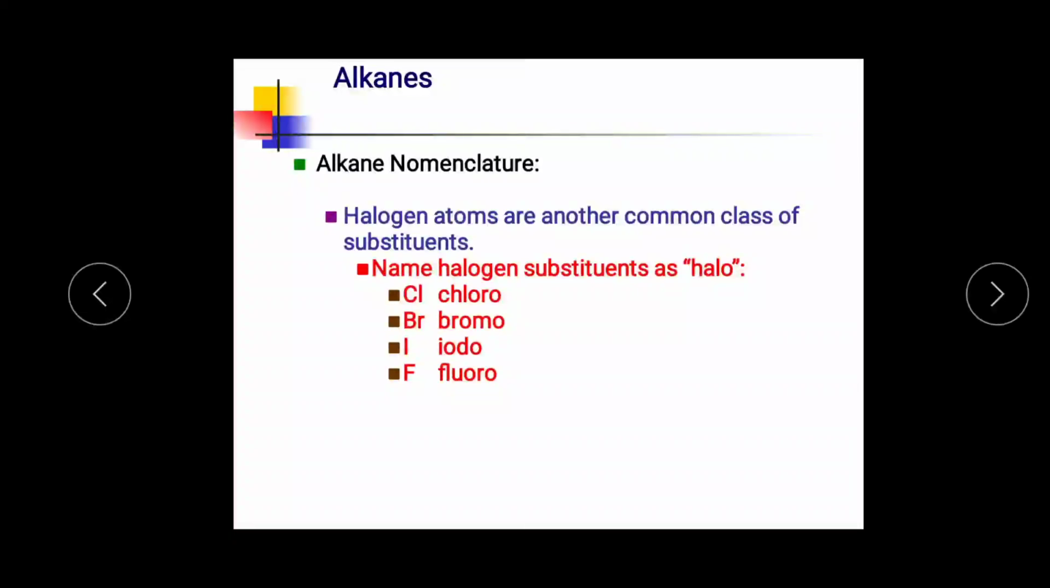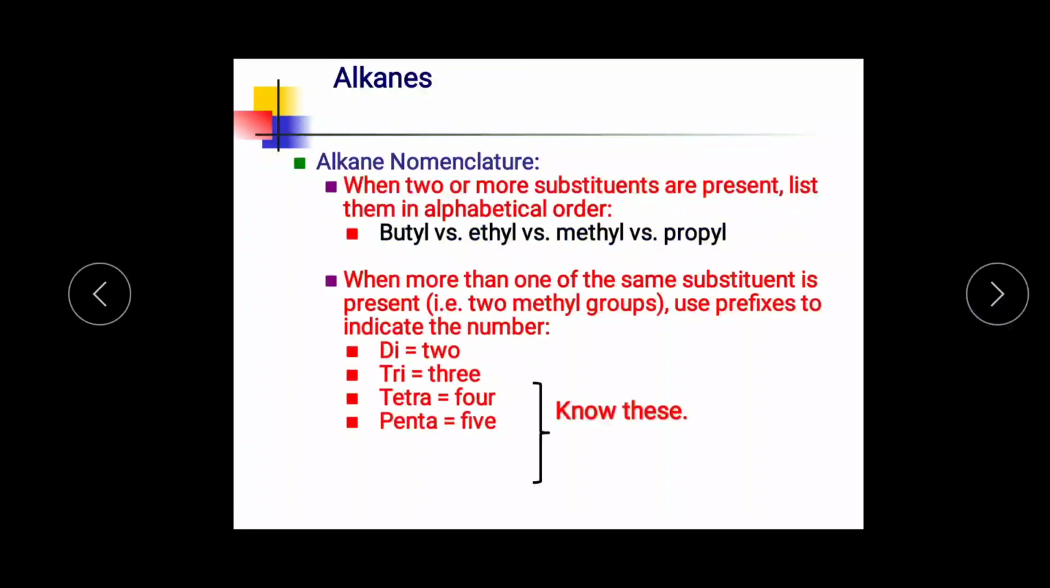Halogen atoms are another common class of substituents. Name halogen substituents as halo. We have Cl, chloro, Br, bromo, I, iodo, and F, fluoro. When two or more substituents are present, list them in alphabetical order. So take note that butyl comes first before ethyl, before methyl, and before propyl.